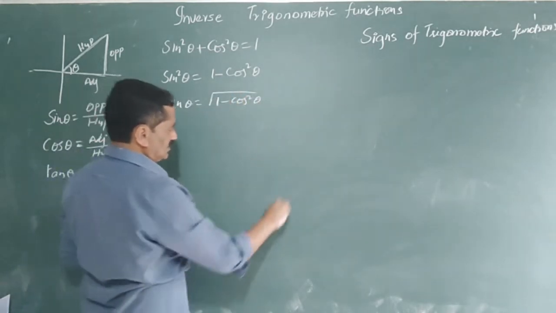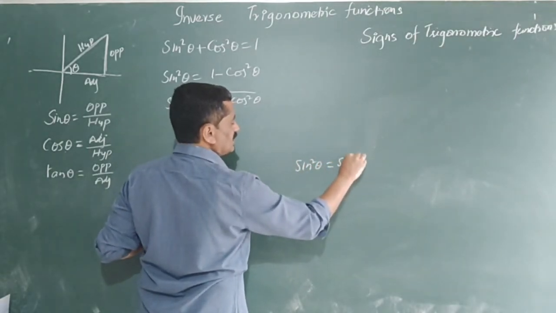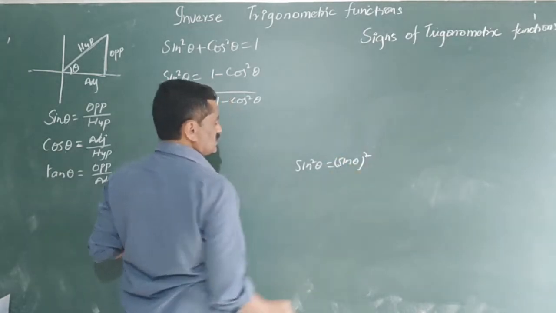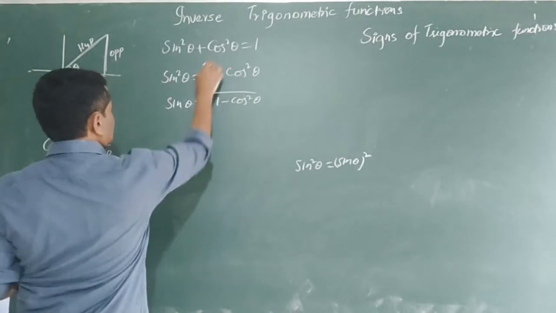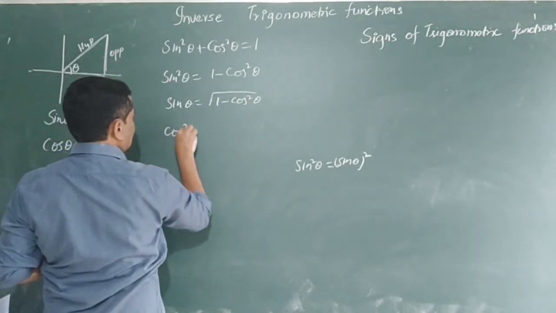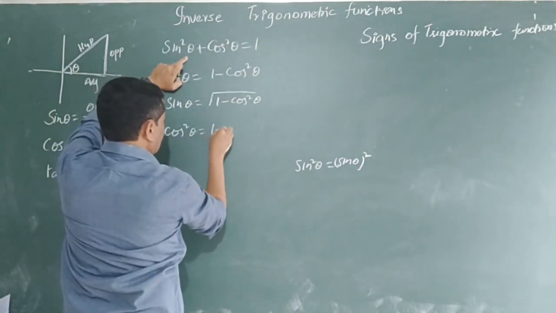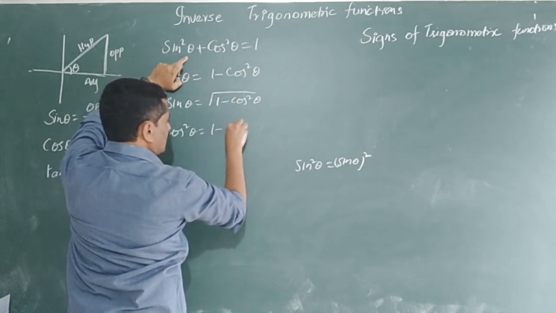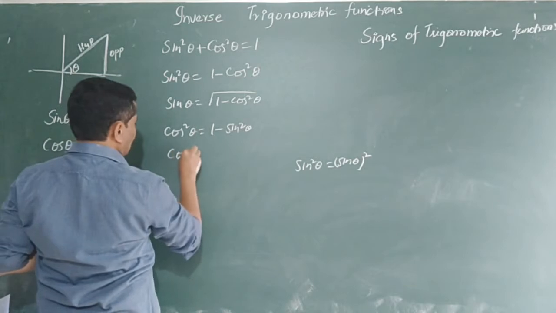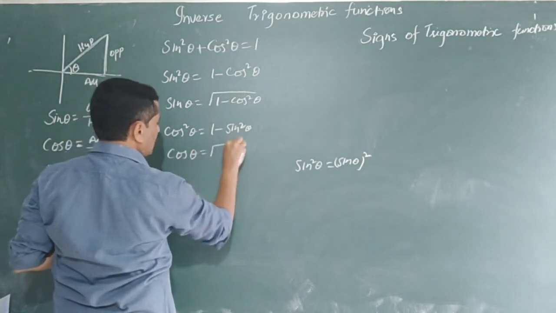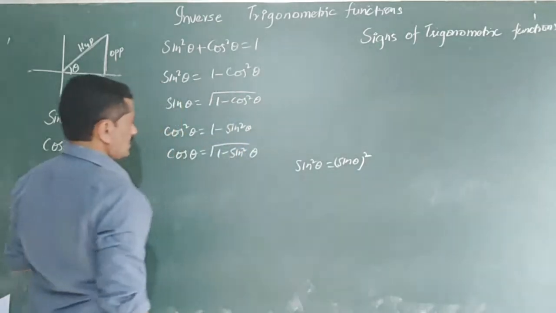You know that sin square theta can be written as sin theta whole square. Similarly, cos square theta is equal to, bringing sin square theta to the RHS, 1 minus sin square theta. That implies cos theta is equal to square root of 1 minus sin square theta.